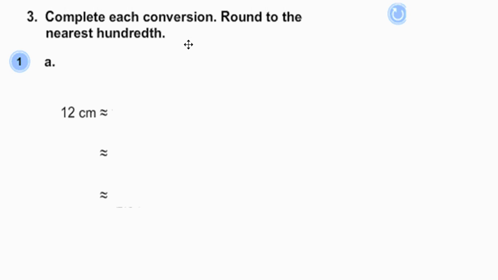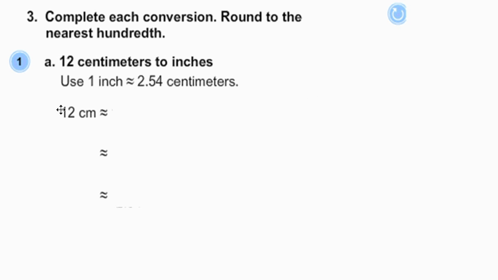Okay, so now we're going to complete each conversion, rounding to the nearest hundredth. This is the one where we're dealing with metric conversions to customary conversions. So 12 centimeters to inches. That's what we want to convert, 12 centimeters to inches.